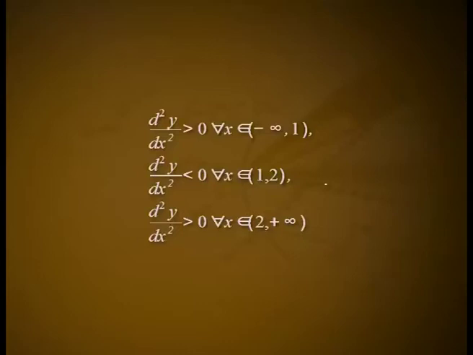d square y by dx square is greater than 0 for all x belongs to the interval minus infinity comma 1. d square y by dx square is less than 0 for all x belongs to the open interval 1 comma 2. d square y by dx square is greater than 0 for all x belongs to the open interval 2 comma infinity. Thus, the curve is concave upwards in the intervals minus infinity comma 1 and 2 comma plus infinity, and concave downwards in the closed interval 1 comma 2.